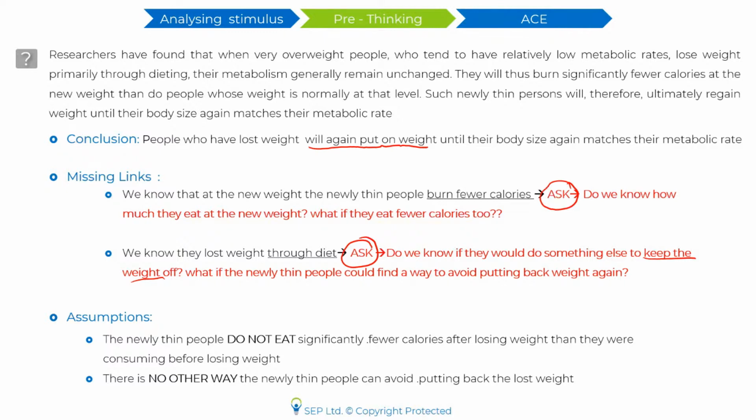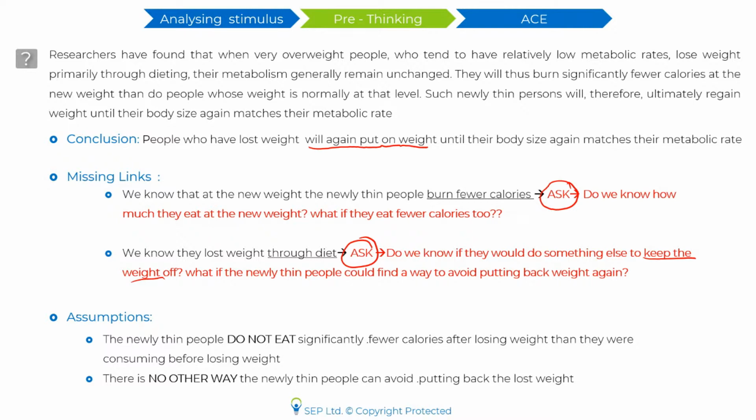Yes, Venkatesh, an assumption is always the necessary condition for the conclusion. So it is necessary that people who lose weight through dieting stop that diet, because if they keep on the diet, they may not gain the weight. It's only if they stop that diet, if they start eating more, that they will regain weight. Missing links.